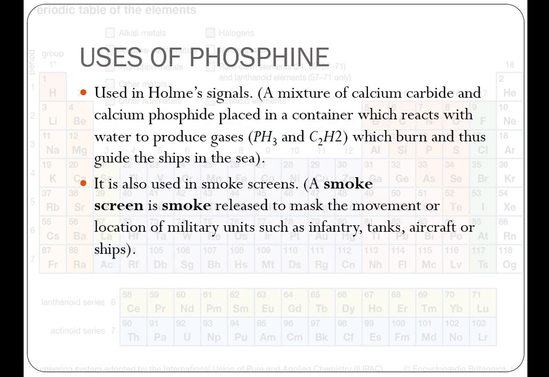Uses of phosphine. It is used in home signal. What is a home signal? A mixture of calcium carbide and calcium phosphide placed in a container reacts with water to produce some gases which burn and thus guide the ships in the sea. Those signals are called home signals. It is also used in smoke screens. A smoke screen is a smoke released to mask the movement or the location of military units such as infantry, tanks, aircrafts, or ships. Thank you.